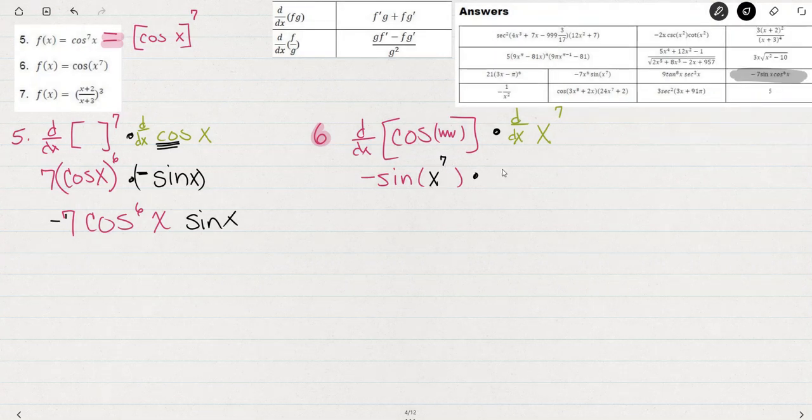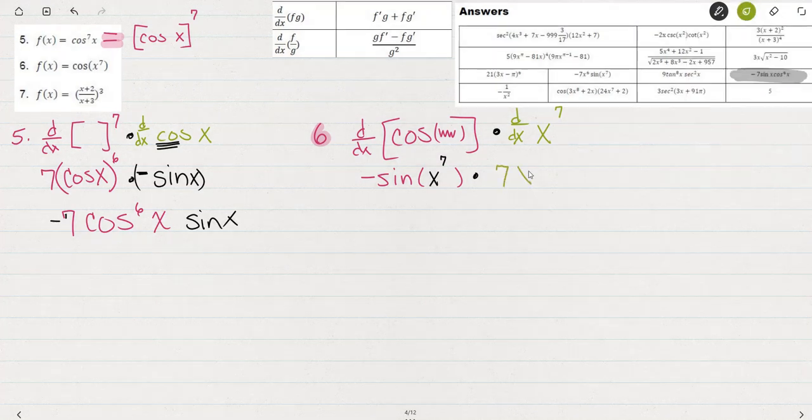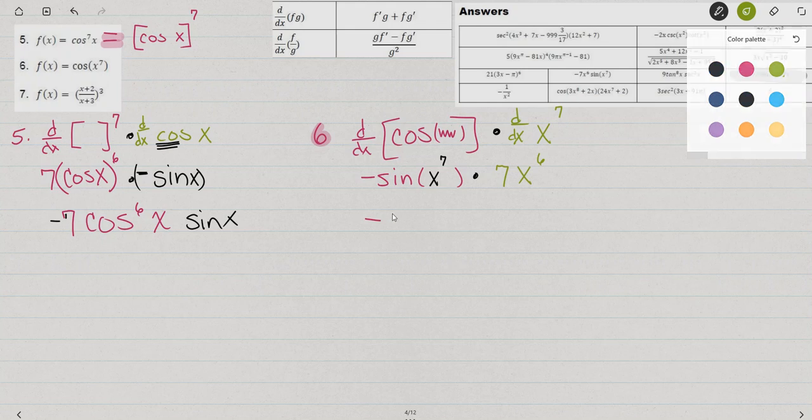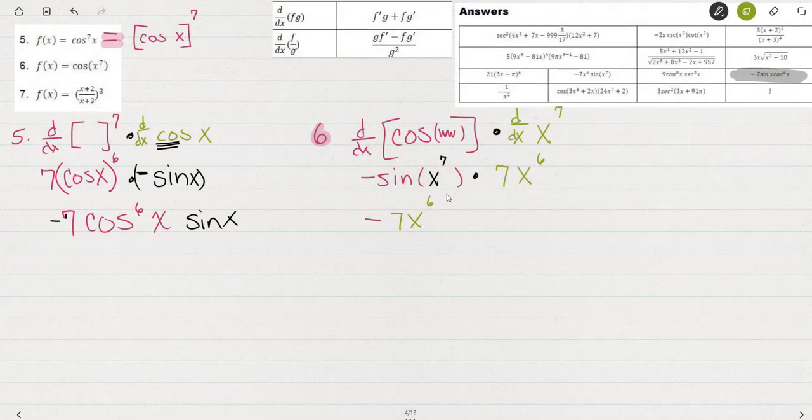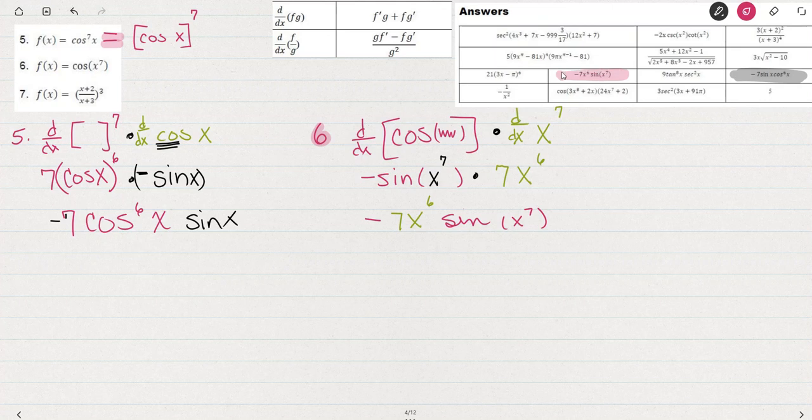And then we multiply that times the derivative of x to the 7th, which is going to be 7x to the 1 less than 7. I could rewrite this as the opposite of 7x to the 6th times the sine of x to the 7th. And that one is right here on the answer box.